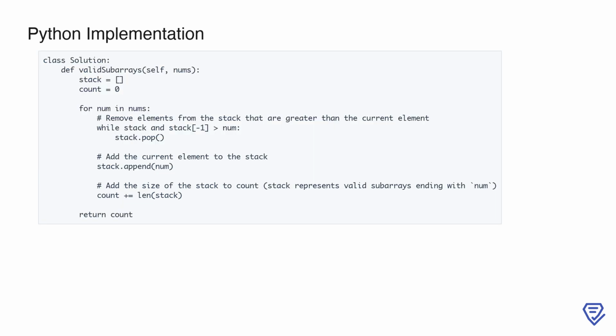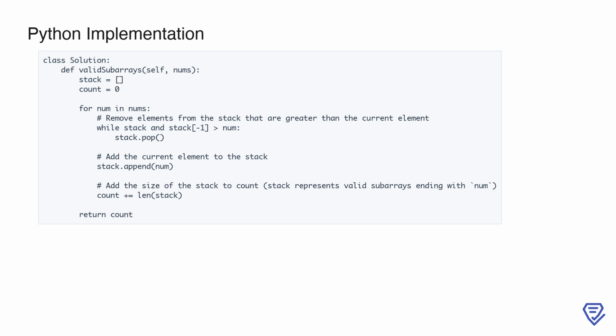This Python implementation solves LeetCode problem number 1063, Number of Valid Subarrays, using an optimized approach with a stack. The goal is to count all valid subarrays where each subarray is sorted in non-decreasing order. The solution uses a single pass through the input array nums, maintaining a stack to keep track of elements in the current valid subarray. Here's how the algorithm works.